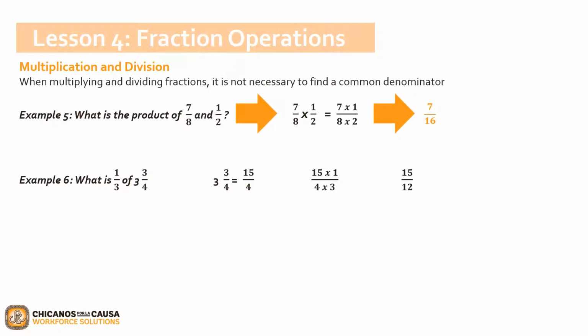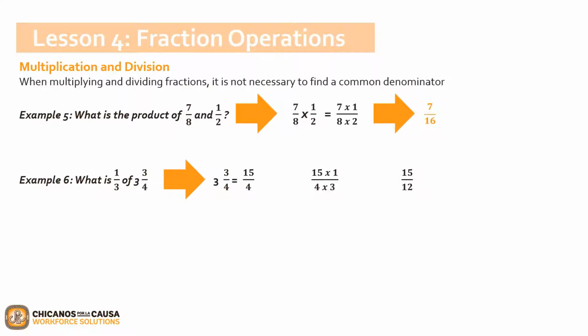Next example, what is 1/3 of 3 and 3/4? So in this particular case, because we do have a mixed number, we're actually going to want to start by turning it into an improper fraction in order to continue. So let's go ahead and put that 1/3 to the side for now. We're going to take 3 and 3/4 and turn it into an improper fraction.